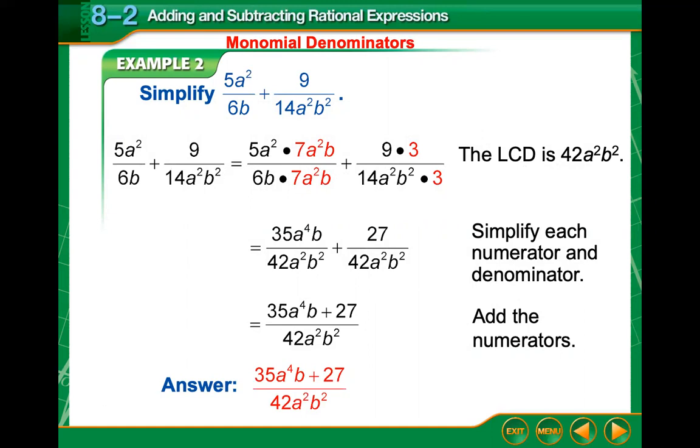And we end up with 35a to the 4th b over 42a squared b squared plus 27 over 42a squared b squared. We add the numerators as much as we can, and in this case, there are no like terms for us to combine, so our final answer simply is 35a to the 4th b plus 27 all over 42a squared b squared.